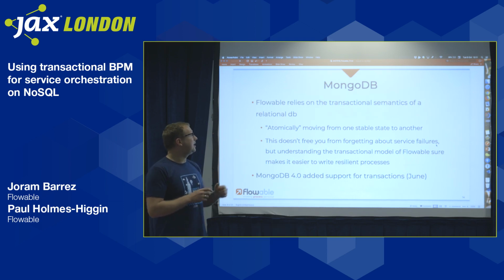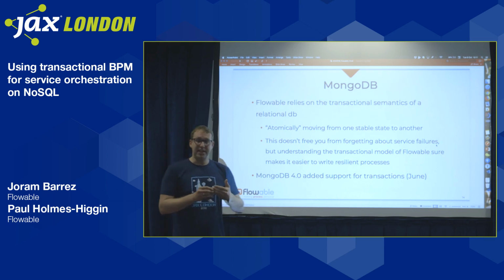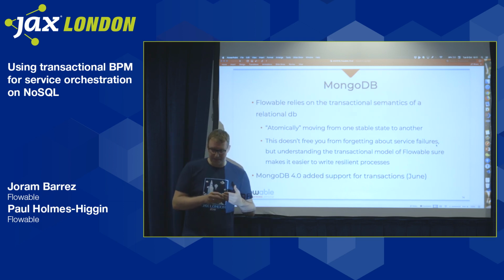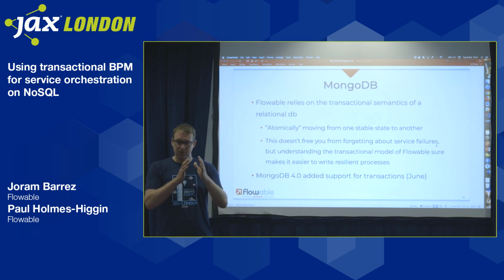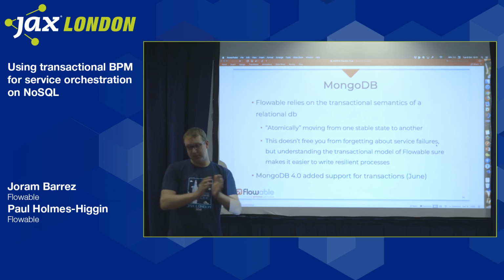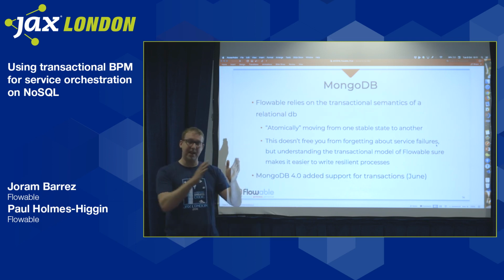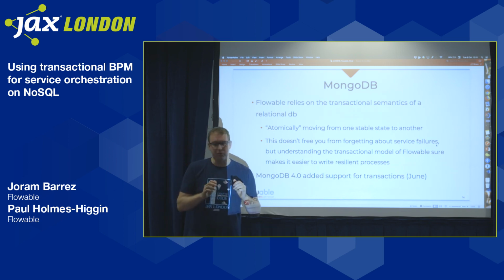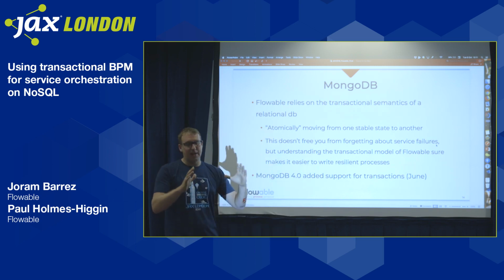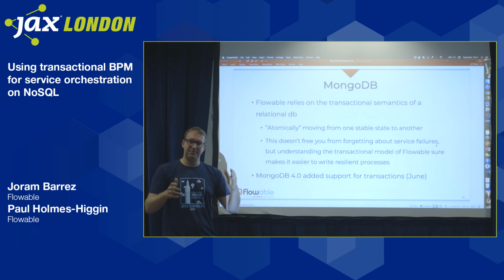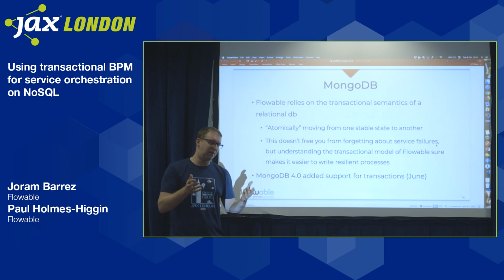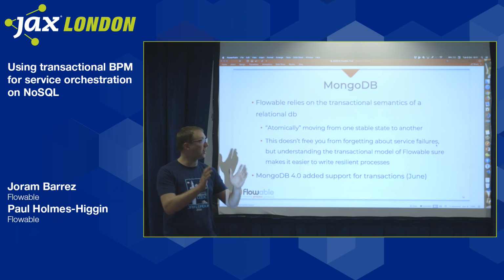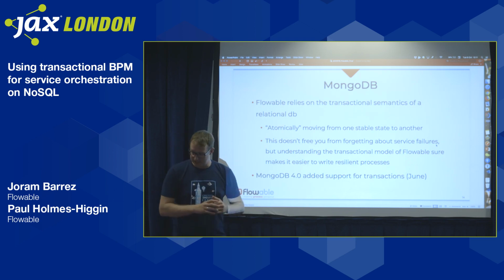One thing to take into account is that the Flowable engines really rely on the transactional semantics of a relational database, because we guarantee that we move from one stable state to the other stable state, and whatever happens in between, we can guarantee that we move in a business atomic way. And that's why it's in quotes, because of course, if there are technical systems involved, it's really hard to make that atomic, and it's probably impossible. So we're really talking about business atomicity here.